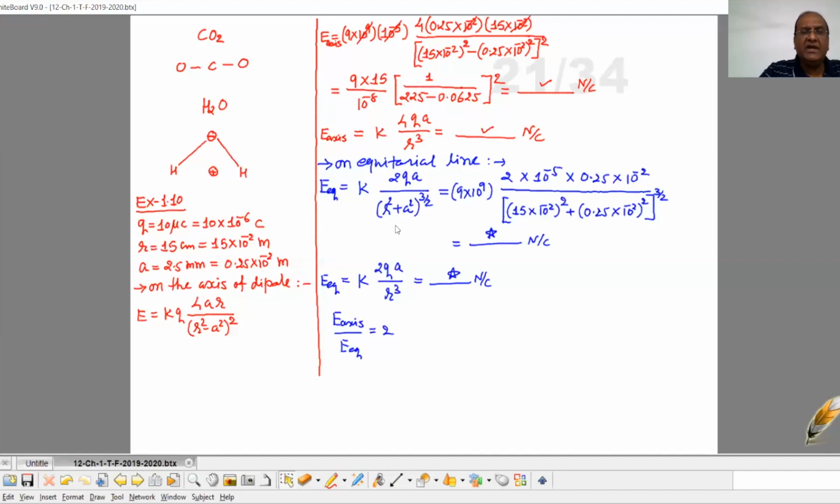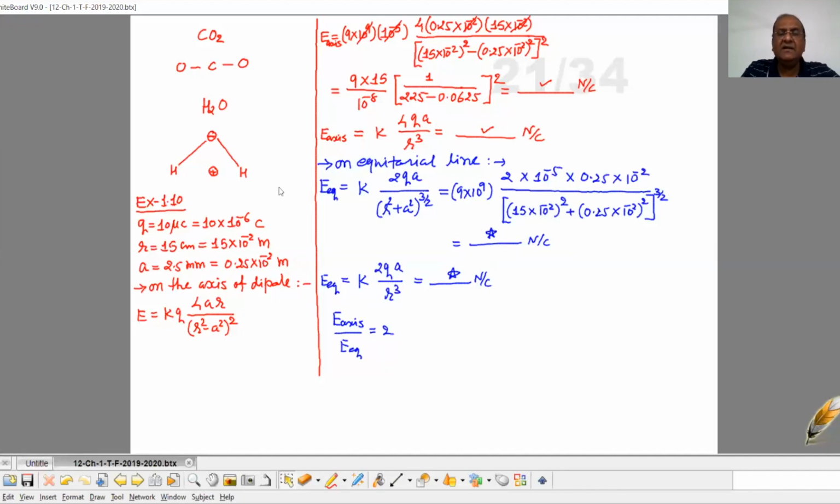Similarly, on the equatorial line, we can use the equation E equator equals K 2Qa upon (r square plus a square) raised to 3 by 2. Now substitute the values of K, Q, a and r here and then solve it. Then after, by considering a very much less than r, we can use the equation K 2Qa upon r cube, and again if we substitute the values of K, Q, a and r and solve it, you will get the answer. And now we can compare; these two will be nearly equal.